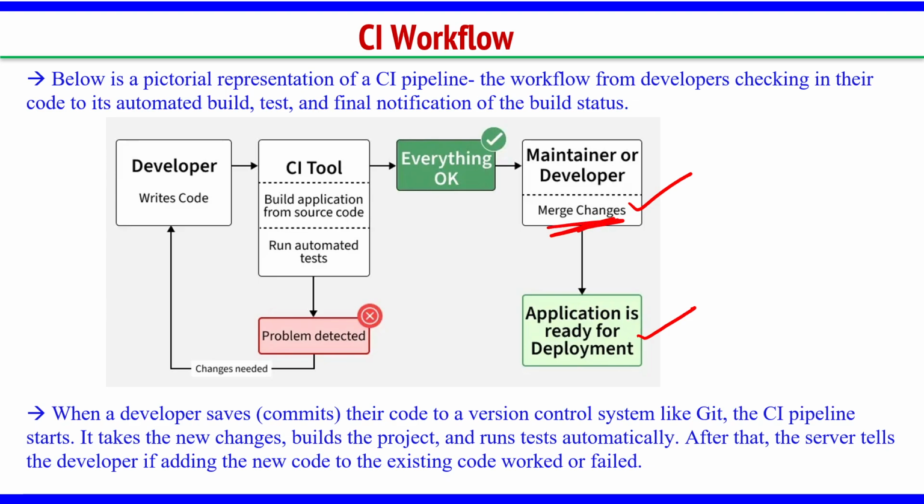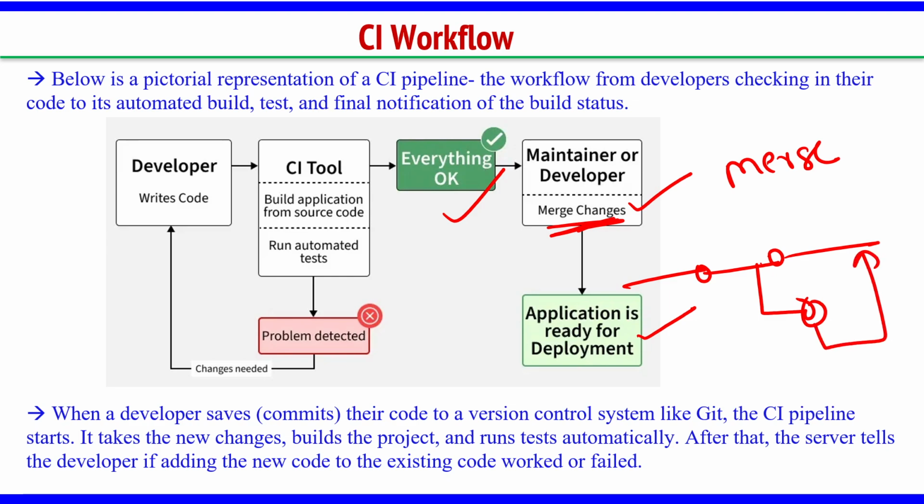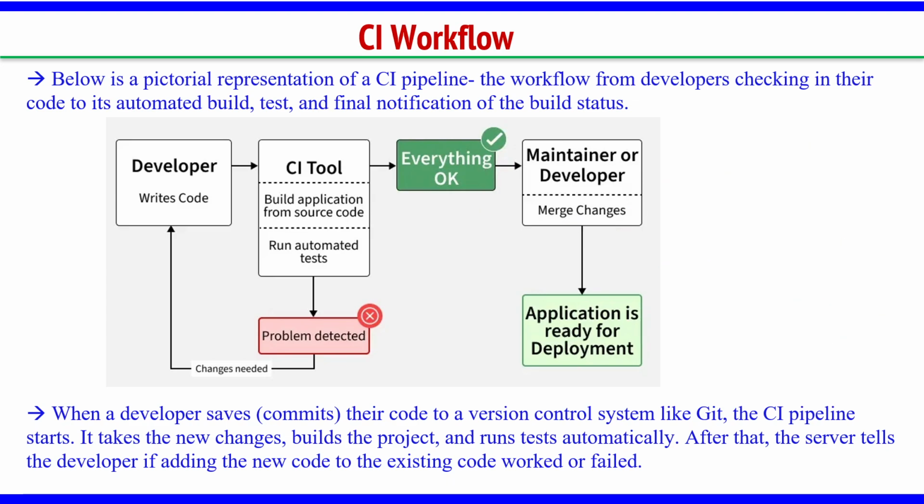So, this process is about merging the feature branch to the main branch. Once everything is okay, we will merge that small feature branch here. This is my feature branch, I want to merge it to the main branch. Once I do that, it is ready for deployment, meaning now we can use it for deploying in real time. So basically this CI, continuous integration, acts as a quality checker. You can say it like that.